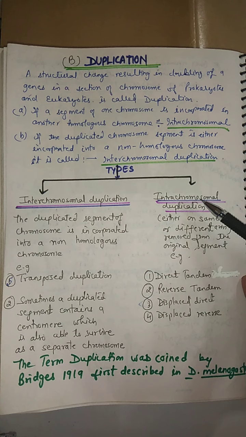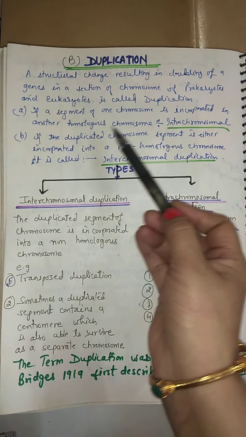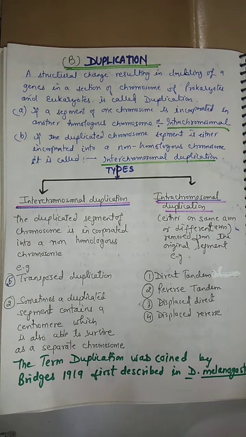The intrachromosomal duplication is when a segment of one chromosome is incorporated in another homologous chromosome, either on the same arm or a different arm, once removed from the original part of the chromosome. These are of four types: direct tandem duplication, reverse tandem duplication, displaced tandem duplication, and displaced reverse duplication.